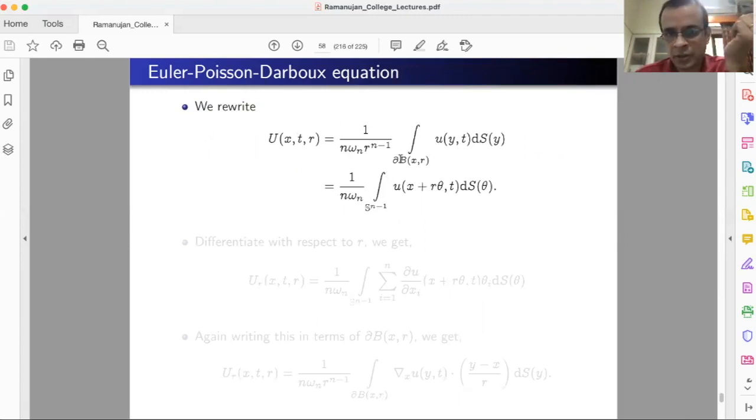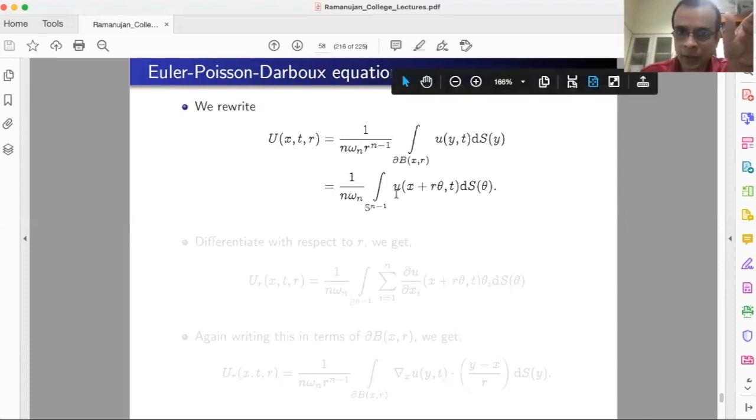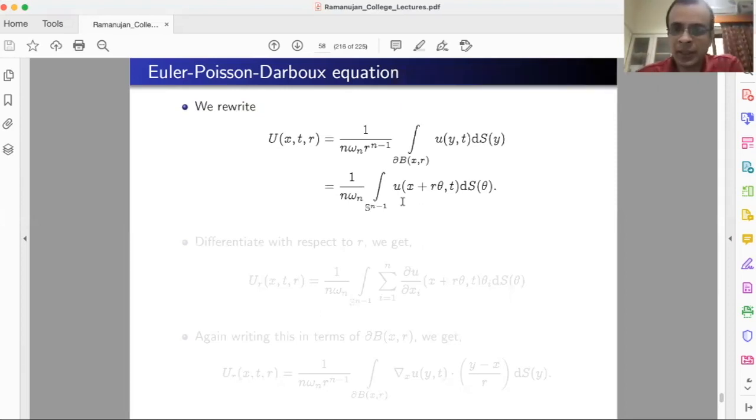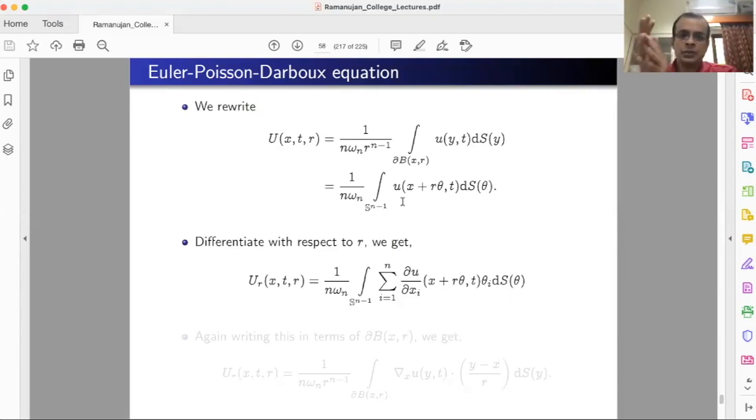Because the integration is over a surface dB of x comma r which depends on r, I want to get rid of that dependence and put it as part of the integrand. The way I do that is I just do a change of variable. When I do the change of variable, the Jacobian is going to be r to the n minus 1 ds of theta, where ds of theta is the surface measure on the unit sphere. Therefore the r to the n minus 1 cancels from here. So I have 1 over n omega n, integral over S n minus 1, u of x plus r theta comma t, ds of theta.